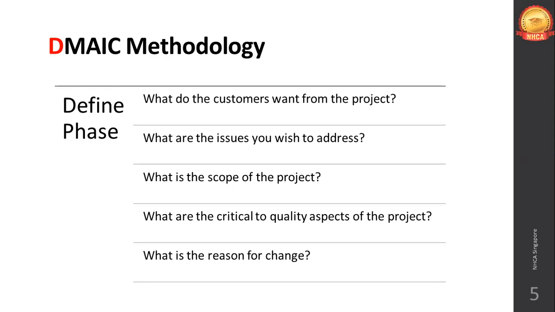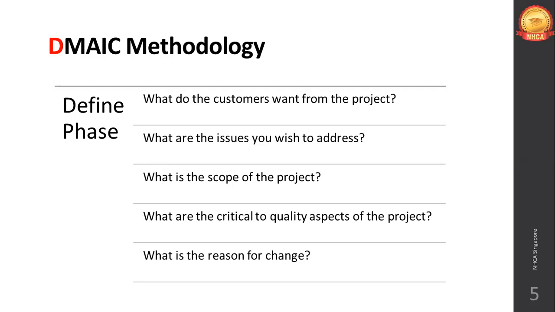What are the critical to quality aspects of the project? As I mentioned earlier, there are various segments of critical to quality in a hospital. So when you deal with one problem, how is it improving the critical to quality segments in the hospital? That also you have to identify. What is the reason for change? You can't bring a change as and when. There should be a proper rationale, a proper purpose for every action that you do in the organization. A proper reasoning should be there if you want to change something. So answer these questions and your define phase will be established.